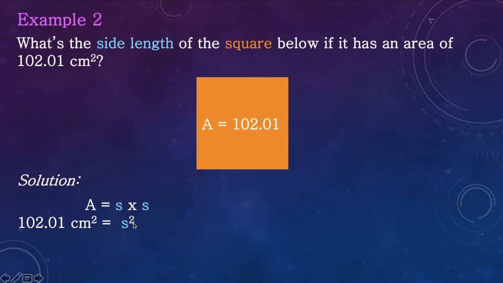So what we have to do is we need to cancel out this square. So how do you cancel out a square? Well, you take the square root. When you do that, these two cancel out and we're left with only S.